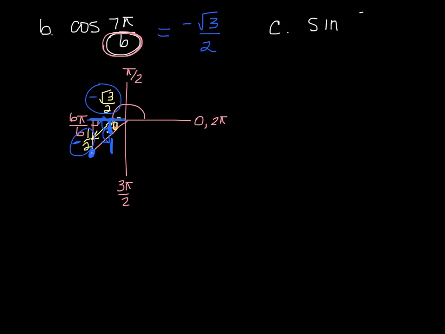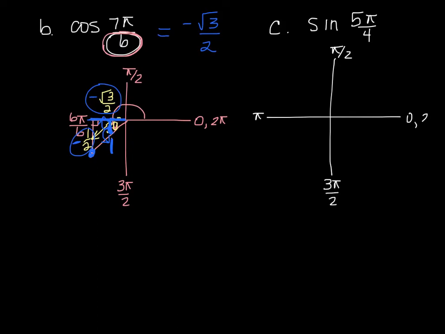Let's try sine of 5 pi over 4. So I'll draw it first, just like normal. I'll label all my boundaries. And of course I could keep going around, but I think 0 to 2 pi is typically the domain that we find things in and solve for. So just going around the unit circle one time. So 5 pi over 4.